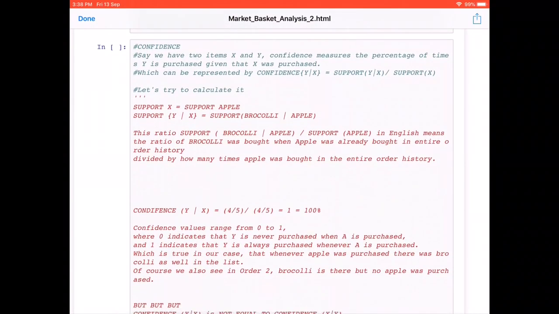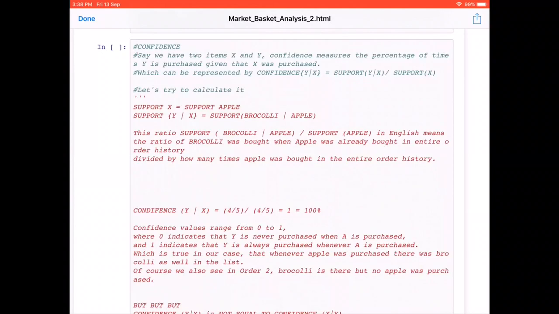Next comes the term confidence. In order to understand confidence, we take 2 items, X and Y, for example apple and broccoli. The confidence gives the percentage of time Y is purchased given that X was purchased. It's very similar to the Bayes theorem: what is the chance of picking one item given that another item was already selected. So if I take the example of apple and broccoli, I want to ask what is the chance that somebody will purchase broccoli given that the person has already purchased apple.